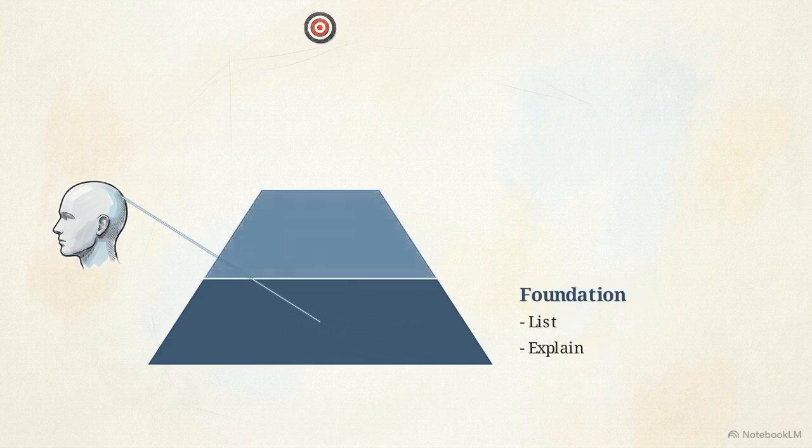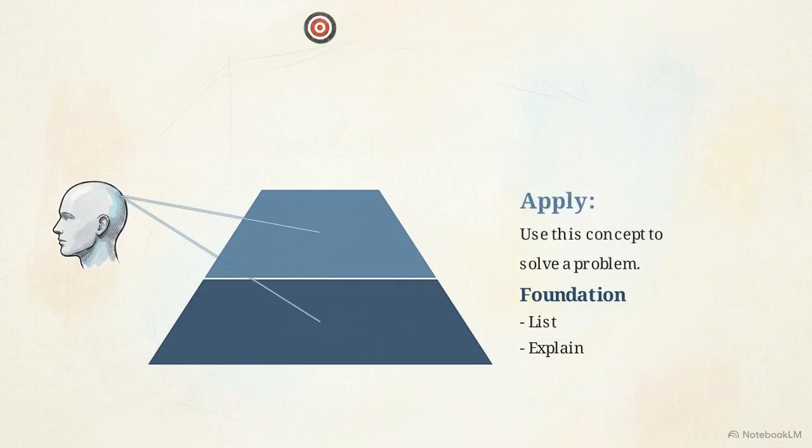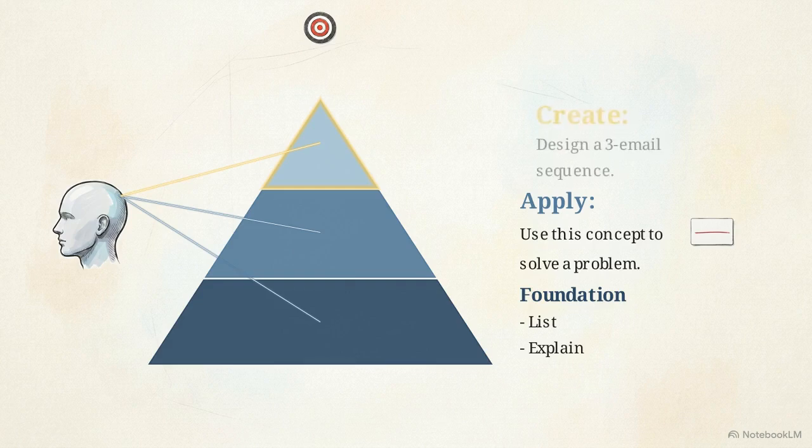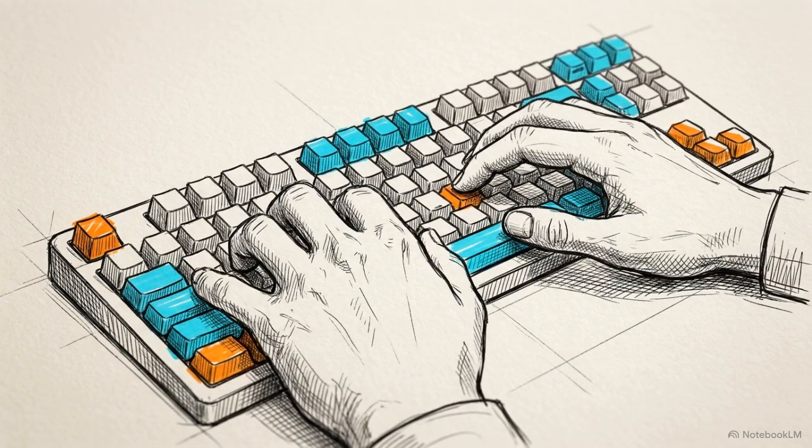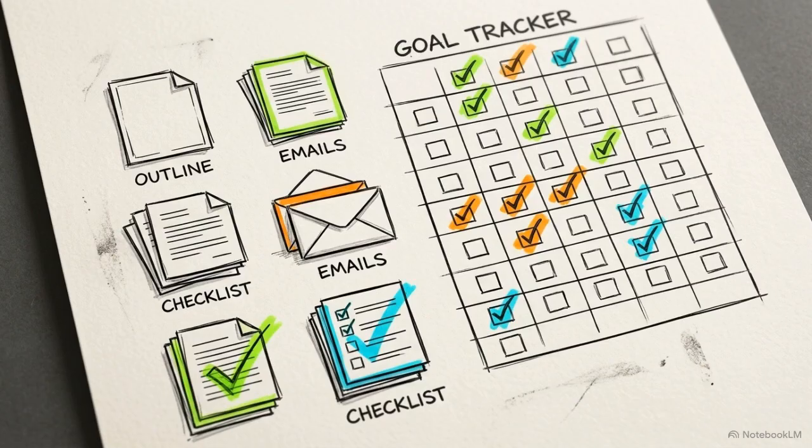We want to elevate the note. By assigning an application verb, you prompt yourself to use the concept to solve a specific problem in your current project. At the apex of the pyramid is creation. Here, you assign a high-level command like design or construct, turning the note into a blueprint for a real-world task. Assigning these verbs shifts your focus toward production. You're effectively building specific assets that help you achieve your goals.